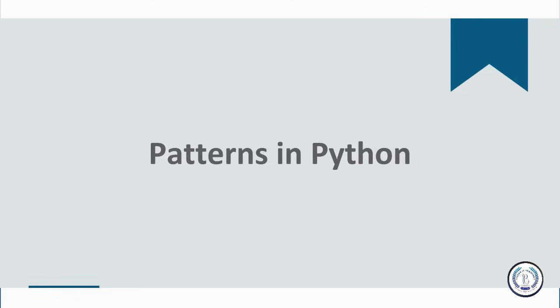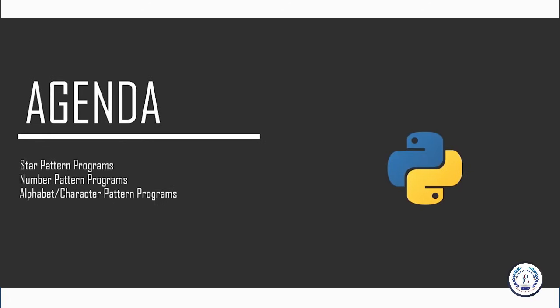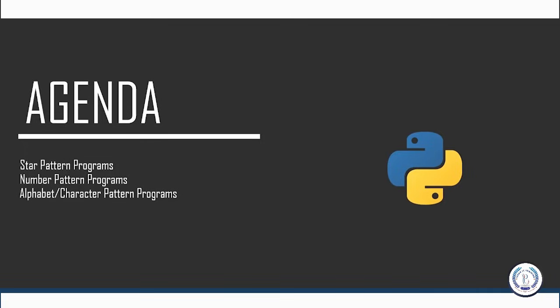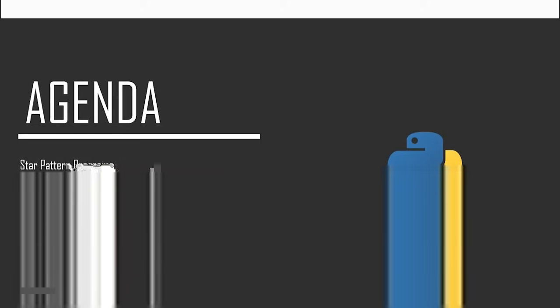Let's take a look at the agenda for this session. First of all, I will start with star pattern programs, and the patterns include pyramid, half pyramid, hourglass, diamond shape patterns, etc. Moving further, I will discuss pattern programs with numbers. So instead of asterisks, we'll be using numerical values in the patterns. And finally, I will explain a few pattern programs with characters or alphabets in them.